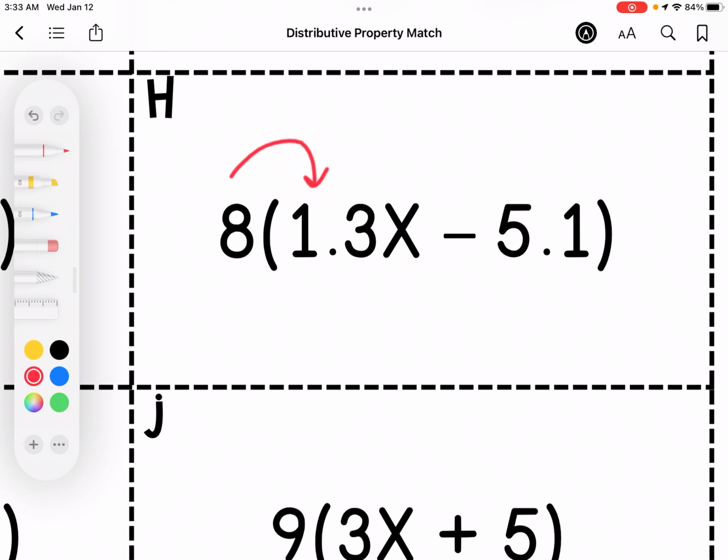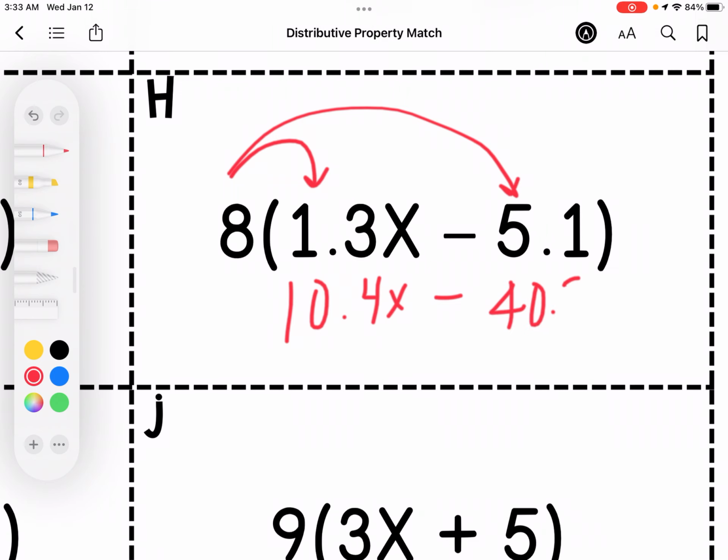8 times 1.3 is 10.4x, and then minus 8 times 5.1, I get 40.8.